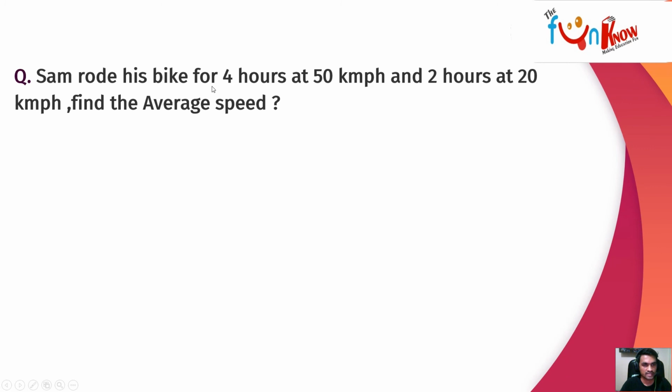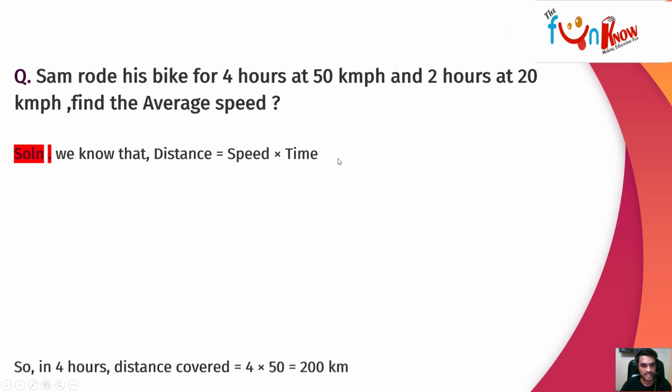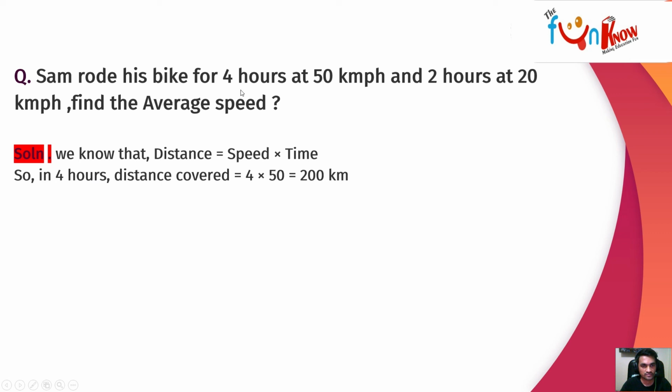Sam rode his bike for 4 hours at 50 kilometers per hour and 2 hours at 20 kilometers per hour. Find the average speed. Here you can see that the time is given and the speed is given, but the distance is not given. And you need distance to find out the average speed. So first we find out the distance. We know that distance is equal to speed multiplied by time. So first we take the first one. In 4 hours it covered 50 kilometers per hour, so 4 multiplied by 50 gives us 200 kilometers.